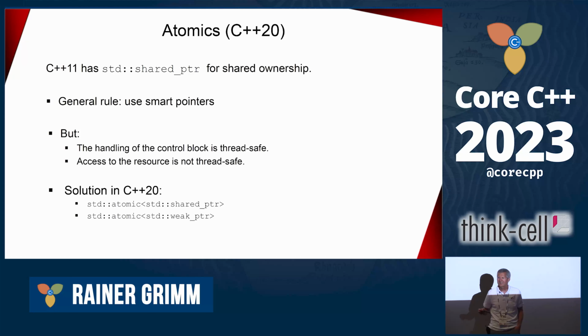Because a shared pointer has a strange semantic regarding concurrency. You may know it. The control block is thread-safe, but not the resource. Just keep that in mind. So increasing the count, decreasing the count, and deleting the resource is thread-safe, but not the access of the resource. Okay.